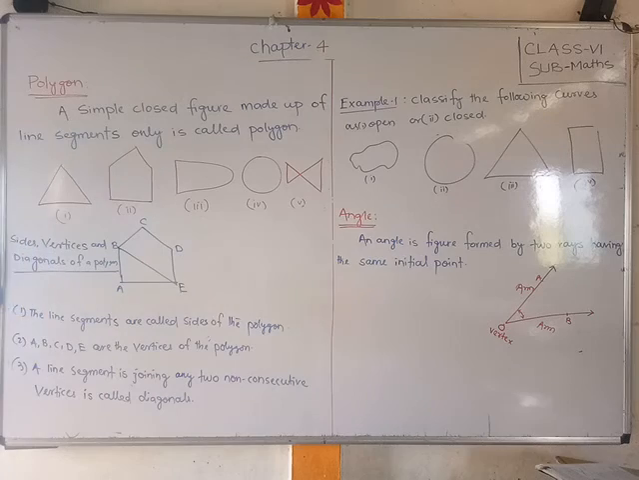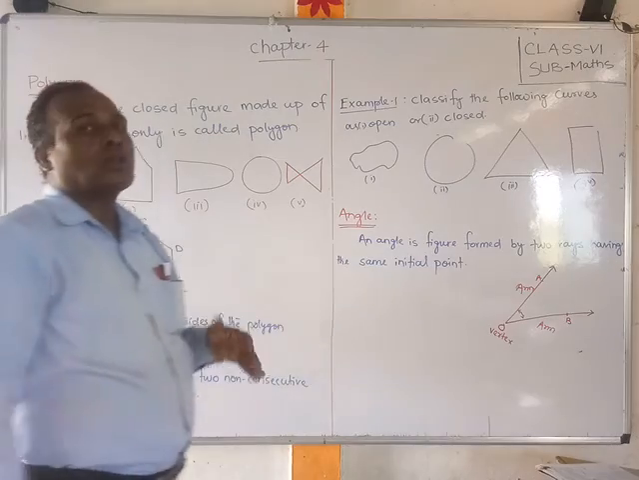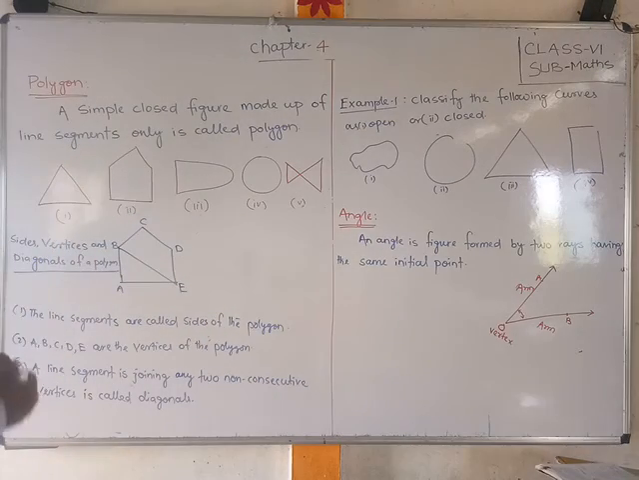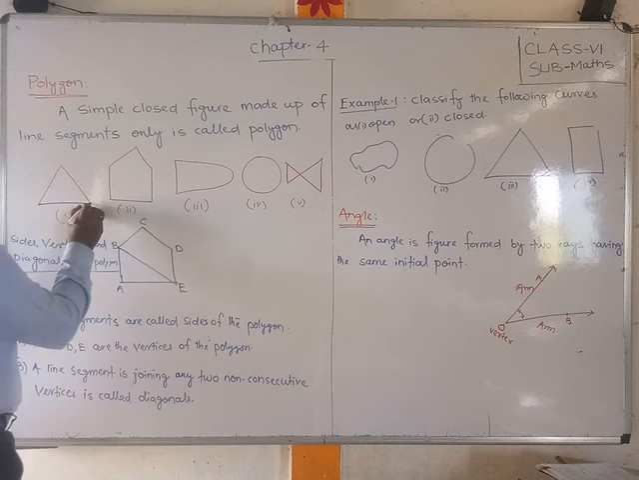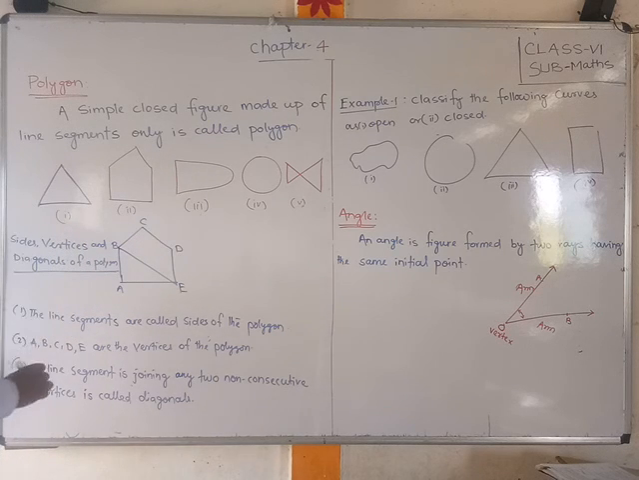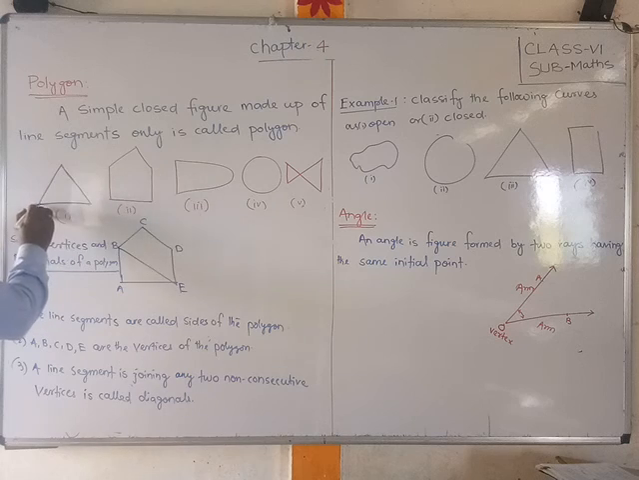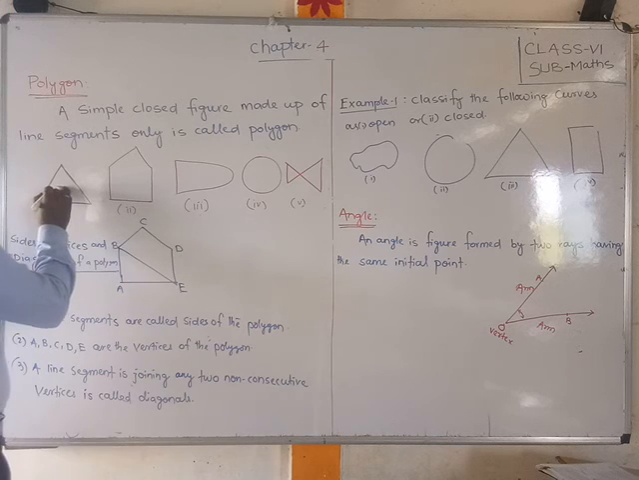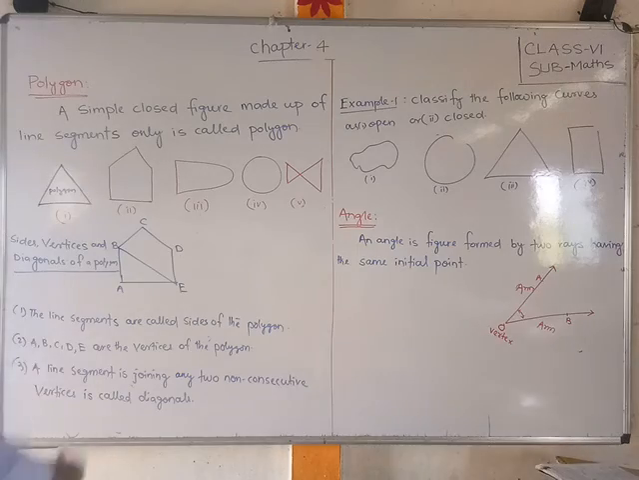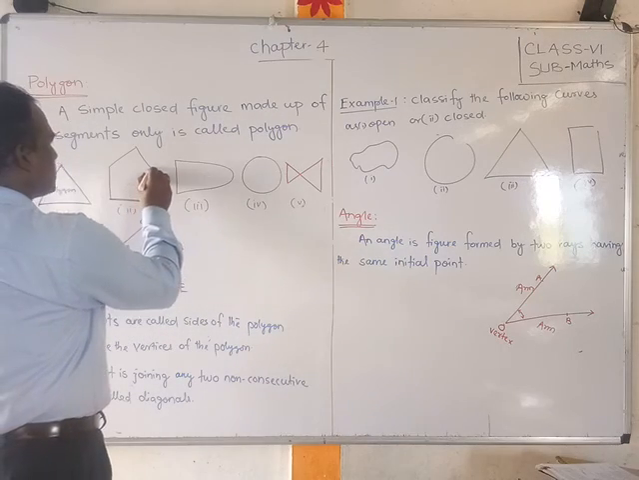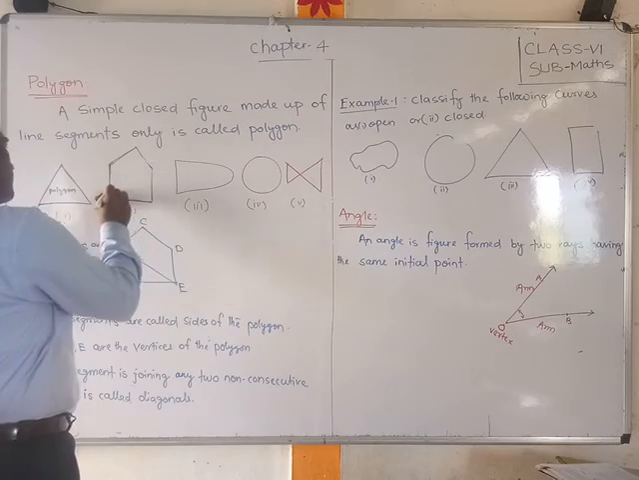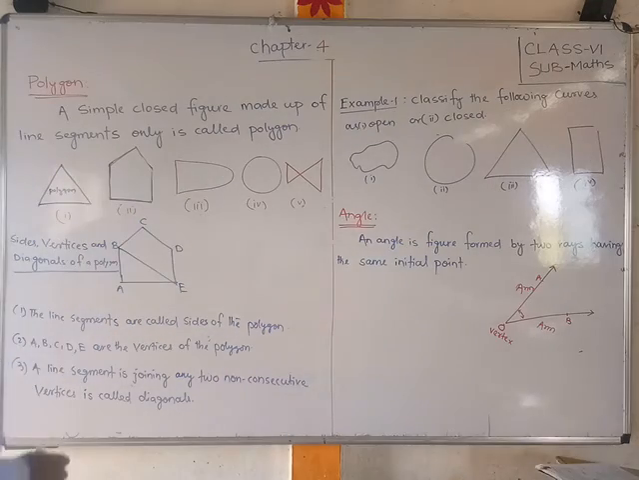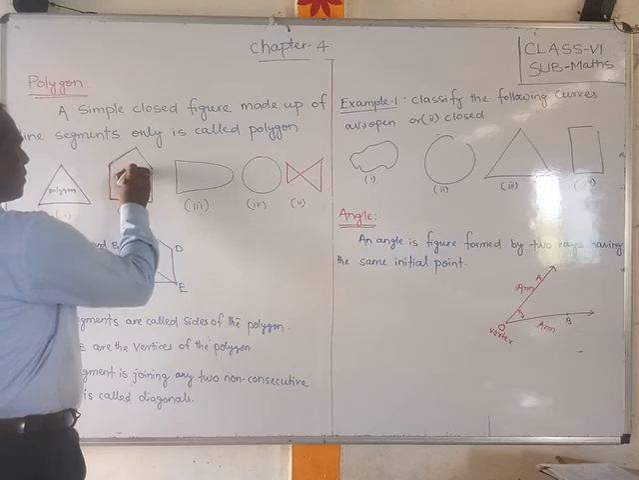I have drawn here 5 figures, so you should identify which are polygons and which are not. In the first figure, observe, friends, it is just like a triangle. It is made by line segments, 3 line segments, and it is also closed and does not intersect, so it is a polygon. Yes, we can write it is a polygon. Now the second figure, observe, friends. This is a line segment, this is a line segment, this is a line segment, this is a line segment, and it is also closed, so it is also a polygon.